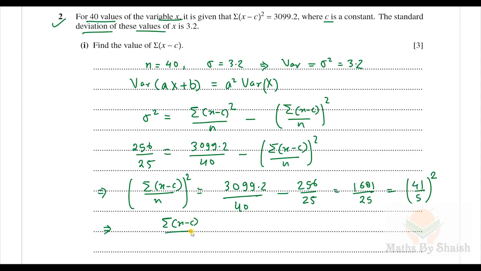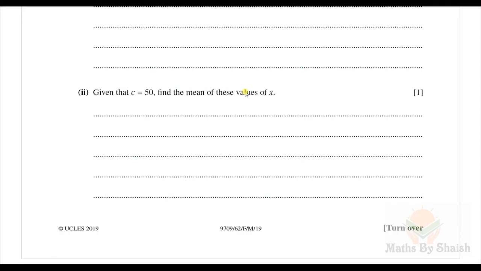summation of x minus c over n, that is 40, is equal to 41 over 5, and we can get the value of summation x minus c here: 8 into 41, that is 328. So this is the value of summation x minus c. So that's it. Let's do the second part.